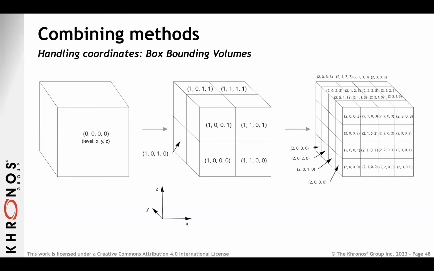For oct trees, we use a level XYZ coordinate system. For quad trees, we use a level XY coordinate system. I'm going to focus on oct trees here because it's relatively easy to derive the system for quad trees. If you understand oct trees, just take out one of the dimensions and you've basically got it. In this diagram, we've got a bounding box volume that shows our coordinate system. Note that the first value represents the level, and then we have the XYZ coordinates.